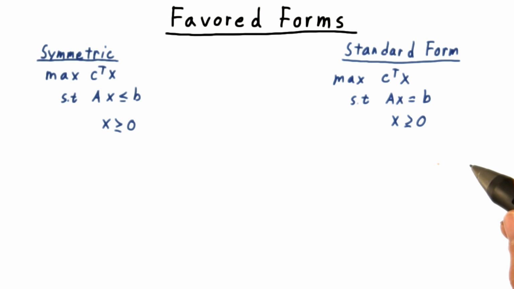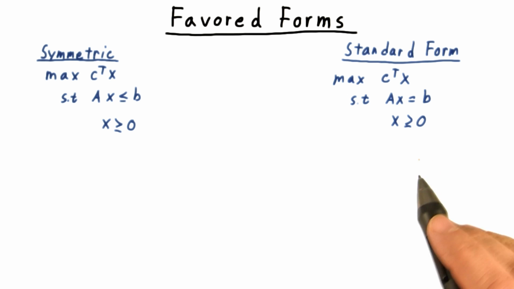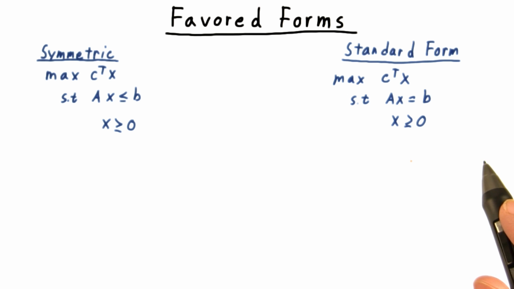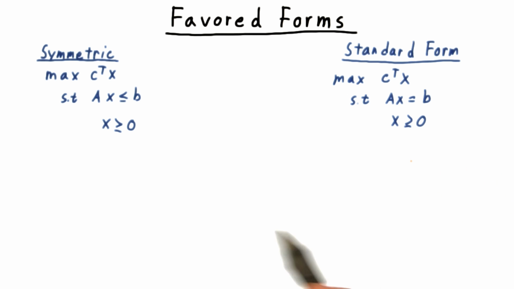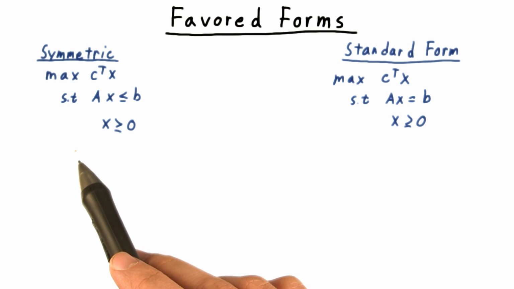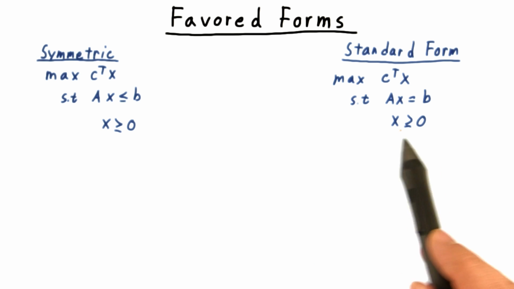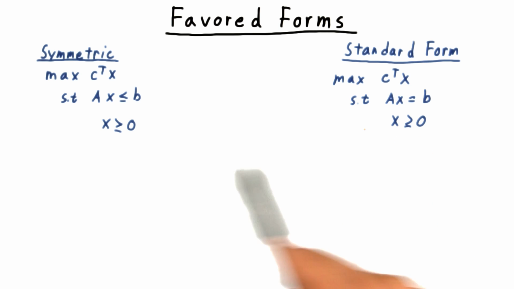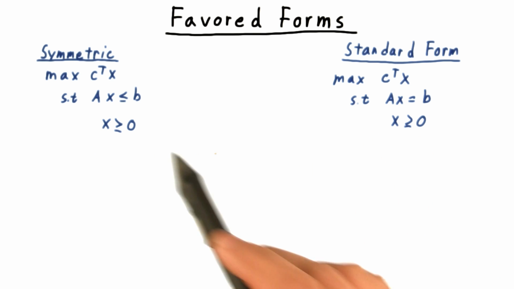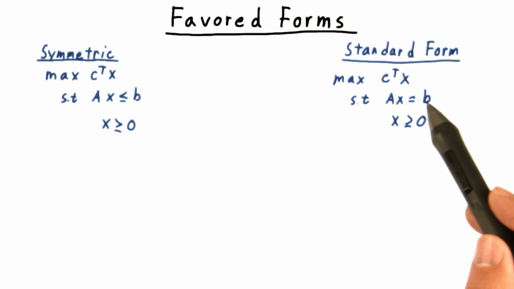By these transformations, it's possible to write any linear program in a variety of forms. Two forms, however, tend to be the most convenient and widely used. First is what we'll call the symmetric form. We'll see why it gets that name when we consider duality. And second is the standard form. The key difference between the two is that we have changed the inequality for an equality.